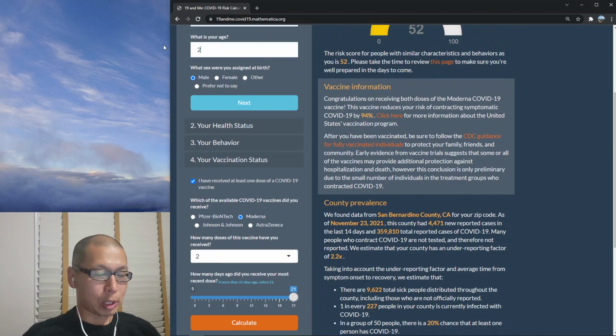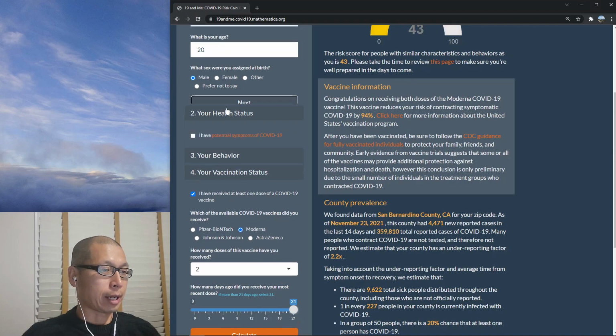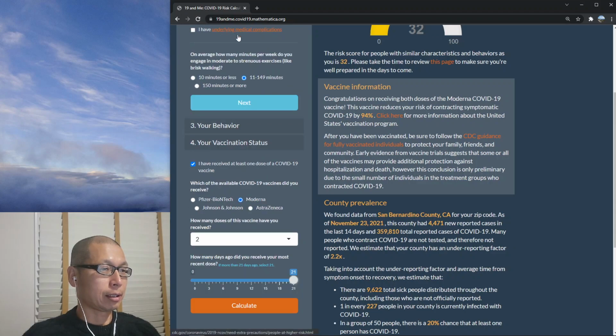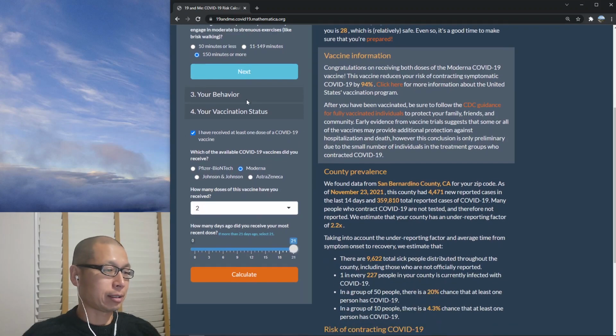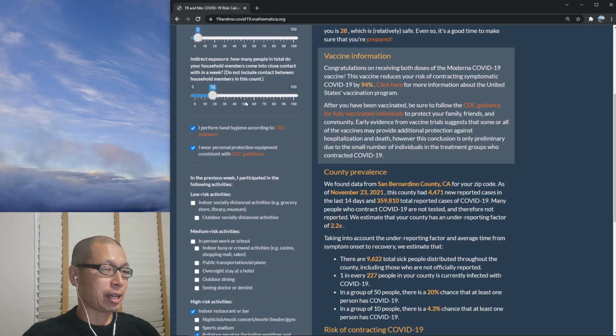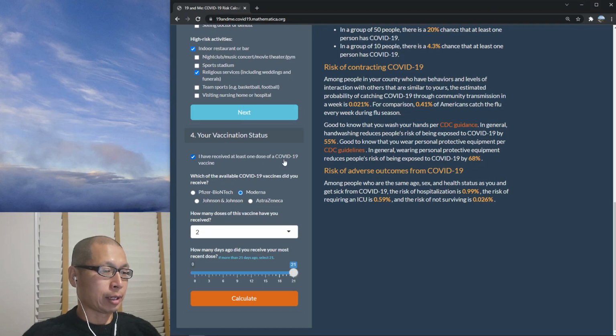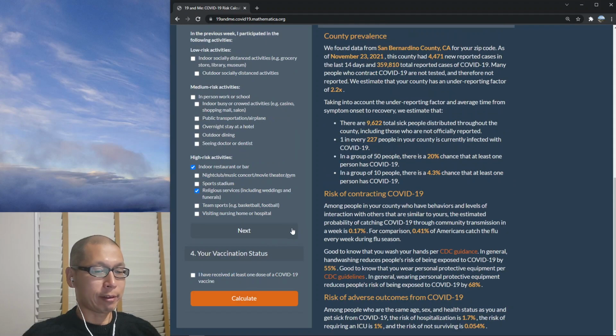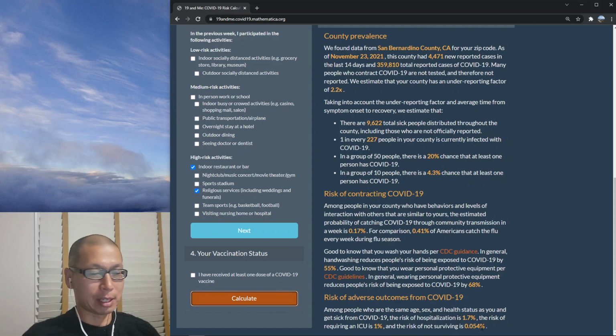Let's say that I'm 20 and I'm male. Next, and then I don't have any underlying medical conditions, and then I exercise a lot, and okay, my behavior, let's say, remains the same, and then I'm vaccinated. So then calculate. So at this point, you can see that if I were 20 years old and healthy and active, my chance of death is 0.026%. So extremely low. And risk of hospitalization is 1%, so also extremely low. And then you'll see, in this group, if you don't have the vaccine, it doesn't change it dramatically. It's double, but double of a very small number is not very big.